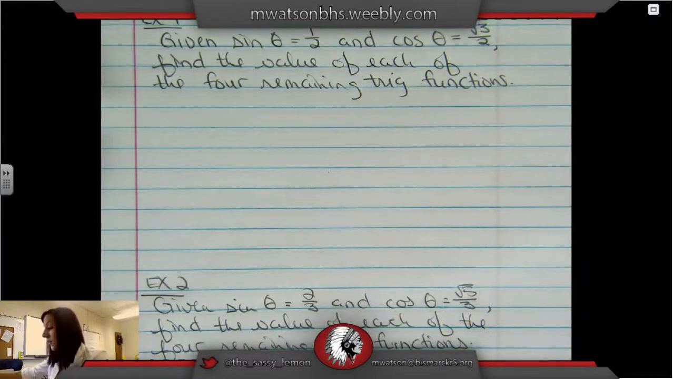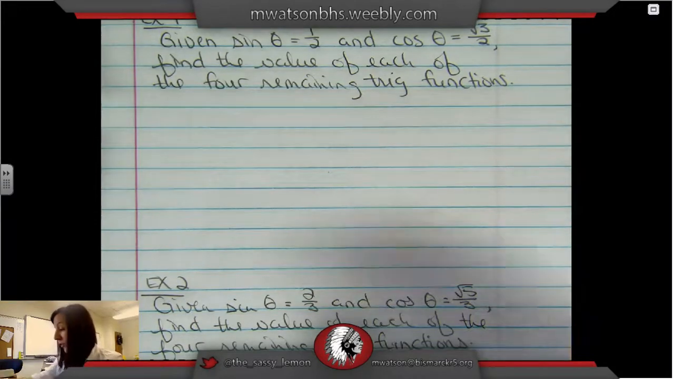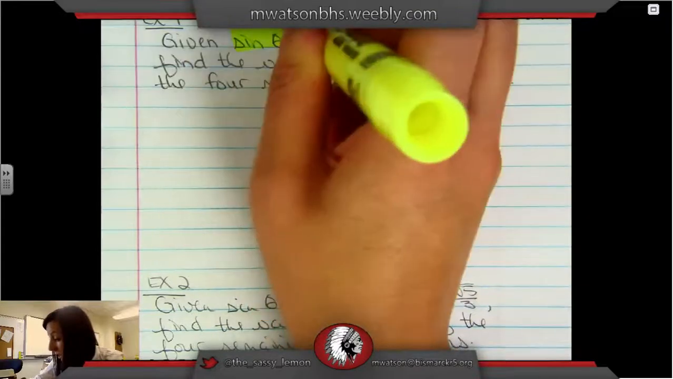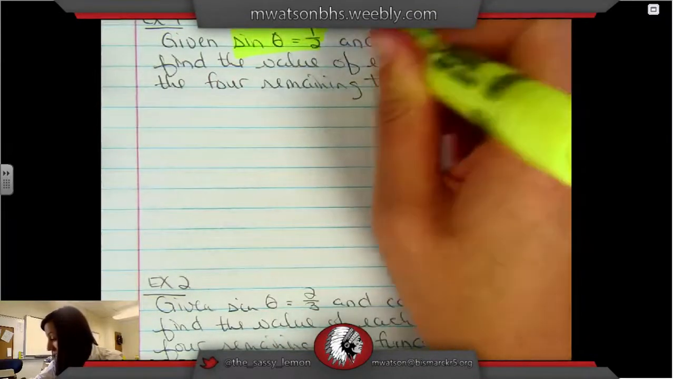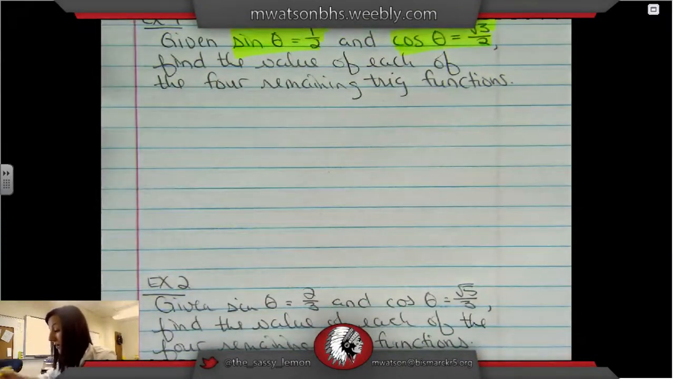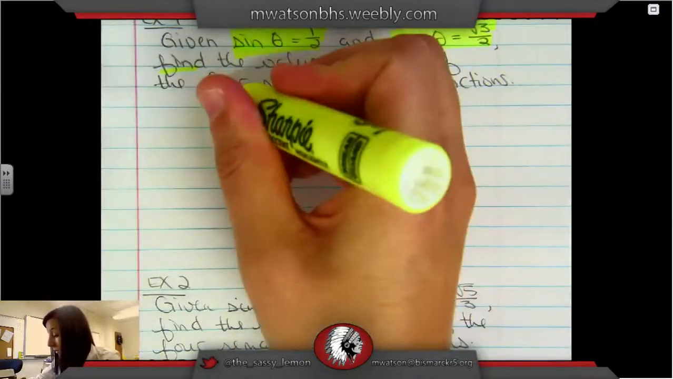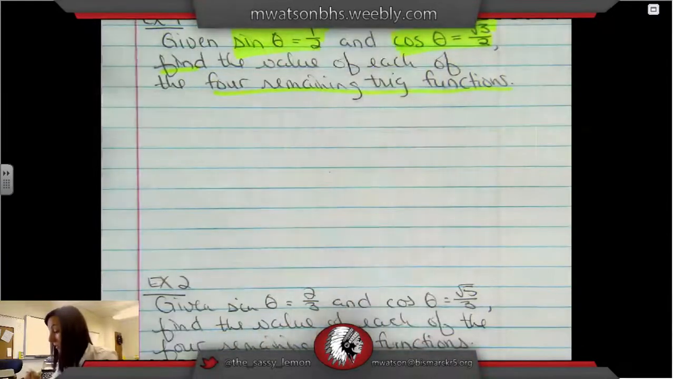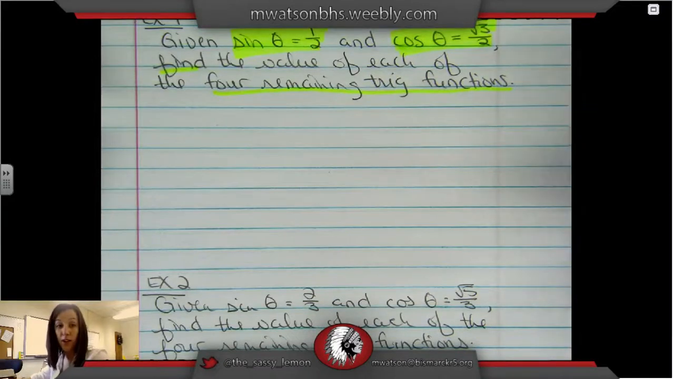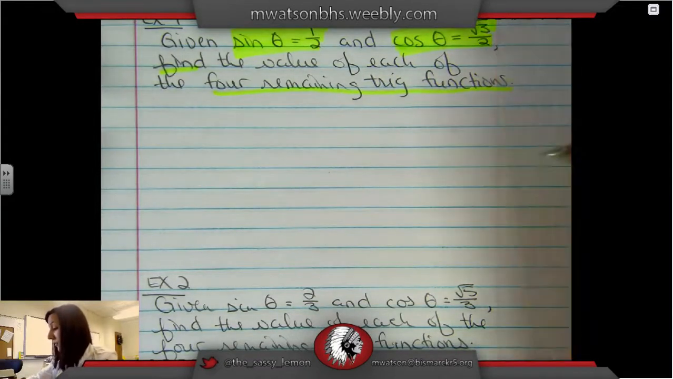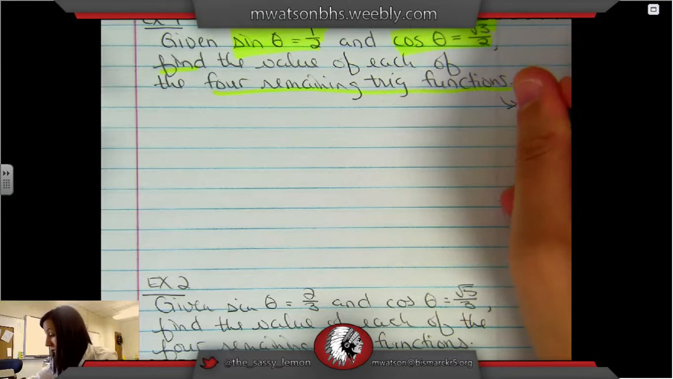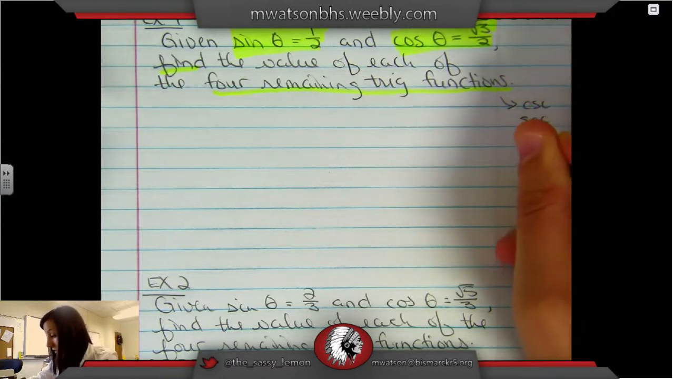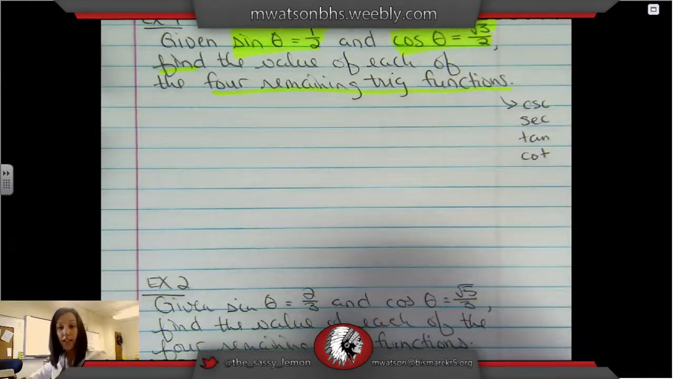It says, given sine of theta equals 1/2 and cosine of theta equals square root of 3/2. So these are your givens. This is what you have to work with. And then they tell you to find the value of the 4 remaining trig functions. In order to do this problem, you have to know what they're talking about. The 4 remaining trig functions are cosecant, secant, tangent, and cotangent. And we're going to use our identities to do this.